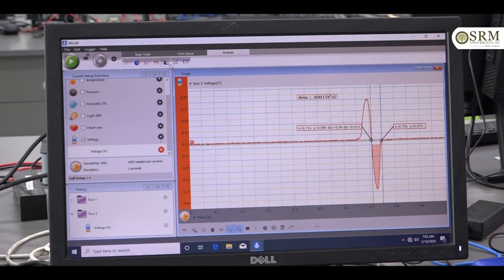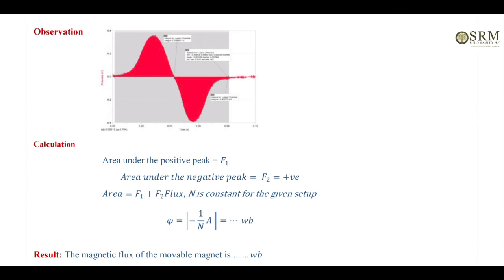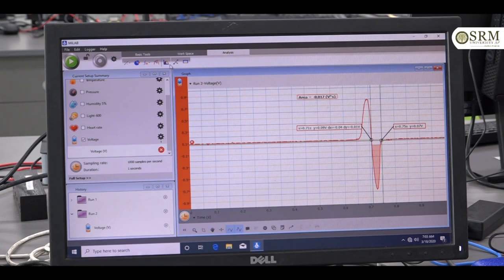We got the area. So we will substitute those two areas in our formula: magnetic flux phi equals the modulus of minus 1 by N, where N is equal to 1150 and area is equal to F1 plus F2. We will substitute those values in our formula, and then we get the magnetic flux phi equal to a value in Webers.